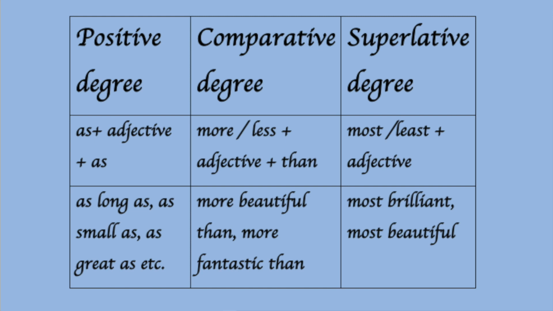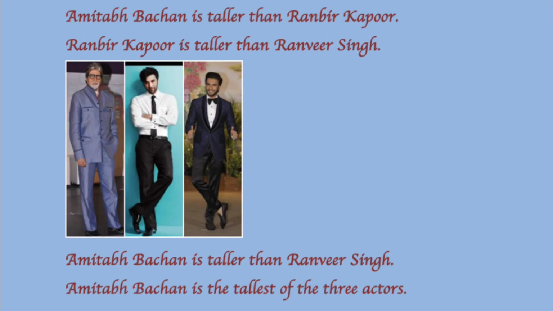Let's see the examples which help you to understand easily. Here we are going to see the example of some popular actors: Amitabh Bachchan, Ranveer Singh and Ranbir Kapoor. You can see them on the screen. See, Amitabh Bachchan is taller than Ranbir Kapoor. Ranbir Kapoor is taller than Ranveer Singh. Then Amitabh Bachchan is taller than Ranveer Singh. Bachchan is the tallest of the three actors.